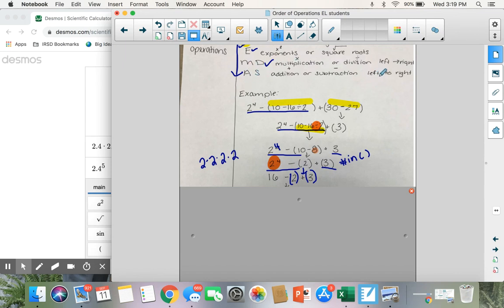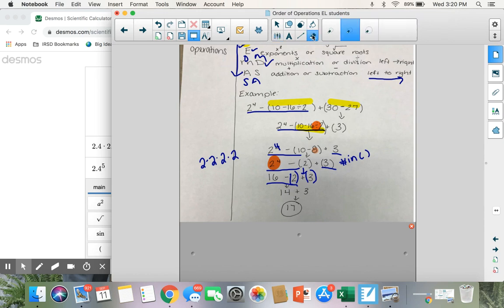And addition and subtraction and multiplication and division, you start with the left and you go to the right. You could do subtraction and then addition. You could do division and then multiplication. It doesn't matter. You just start at the left and you move to the right. So starting at the left, the first thing I see is 16 minus 2. 16 minus 2 is 14, so I rewrite it. 14 plus 3 is 17. So my final answer right here is 17.